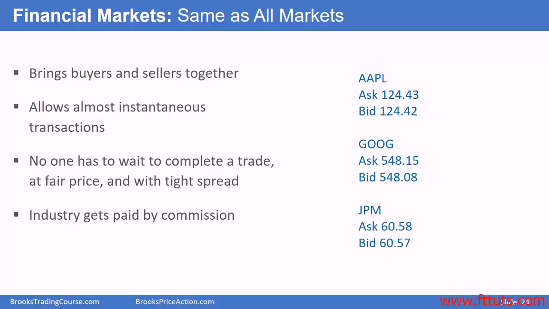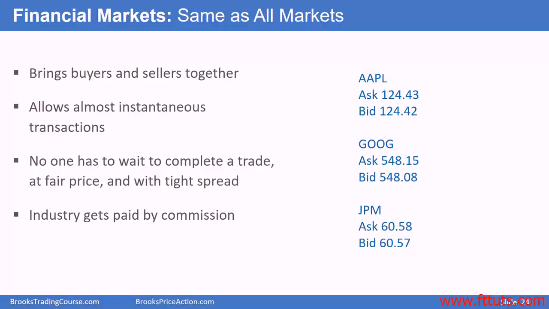And the stock market brings the buyers and sellers together, and they get almost instantaneous transaction. You do not have to wait to complete a trade at a fair price. You know that when you trade, you're buying at the exact appropriate price at that instant, and there's a very tight spread between the bid and the ask. So for example, if I wanted to buy Google, the ask is $548.15. I'm going to pay $548.15. If I want to sell Google, it might be 08, and that's not a very big spread. Here in JP Morgan, the spread might be just a penny. It's a much cheaper stock, a one penny spread.